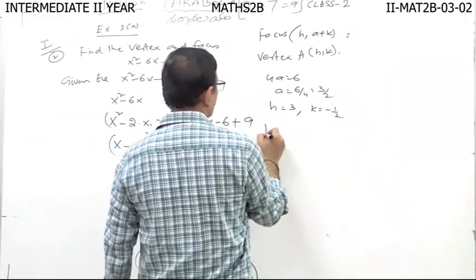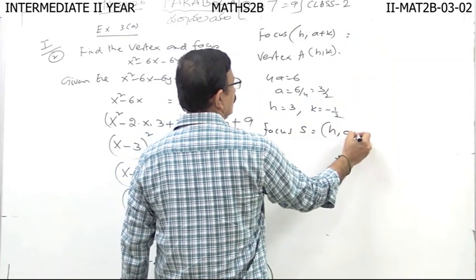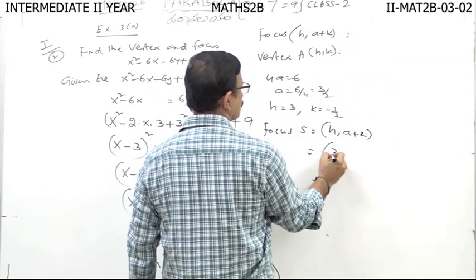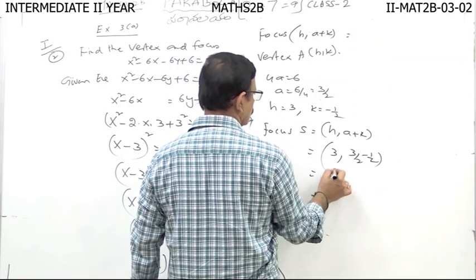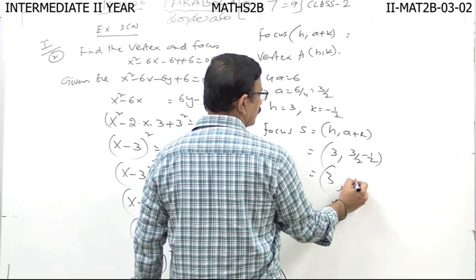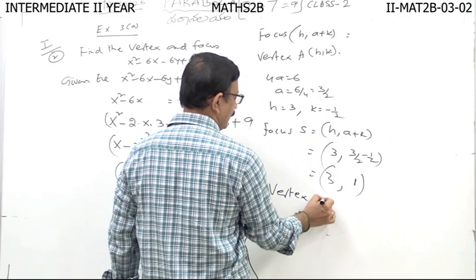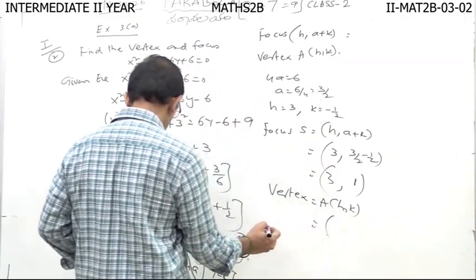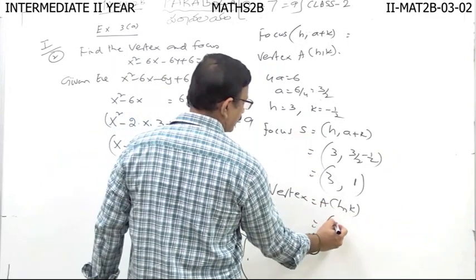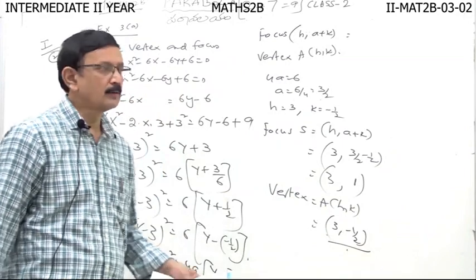So the focus S = (h, a + k). h is 3, and a + k is 3/2 − 1/2 = 2/2, which is 1. So the focus is (3, 1). Similarly the vertex is (h, k), so h is 3 and k is −1/2. This is how you can complete the problem.